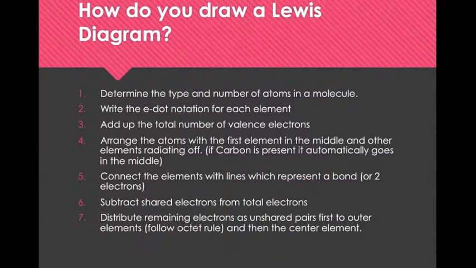Then subtract the shared electrons from the total number of electrons, which for the math, the lines represent 2 electrons. Next, distribute all the remaining electrons as unshared pairs, or dots, first to the outermost elements by following the octet rule. If the radiating elements all have 8 electrons, then place the extra electrons as dots on the center element.